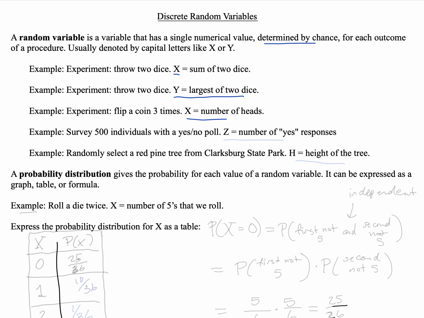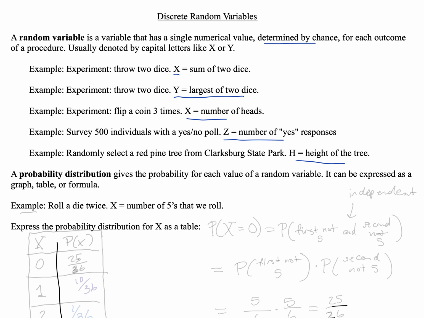And as another example, we could survey 500 individuals with a yes-no poll. Z could be the number of yes responses that we get. And last example, if we randomly select a red pine tree from Clarksburg State Park, we could let H be the height of the tree. Because we've randomly selected the tree, the value of H is determined by chance.